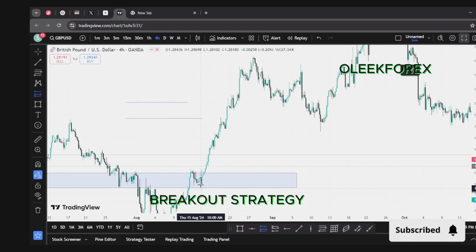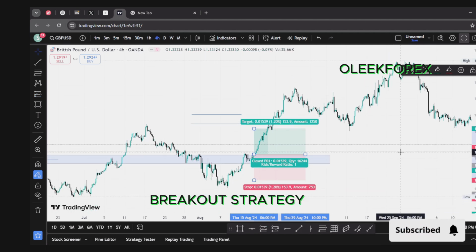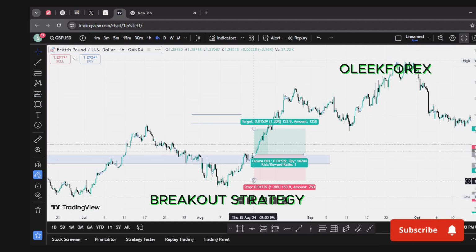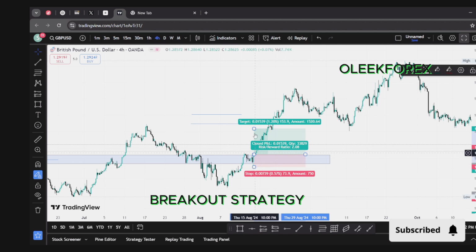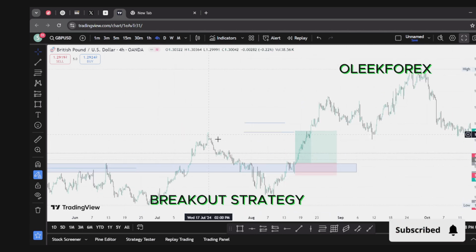Once this candle closes above this zone, you take your trade. And that is why risk management is very important. Take your trade, put your stop loss below, and target the next high, which is this. Me, I always love targeting the next swing high. I don't want to hold a trade for too long.